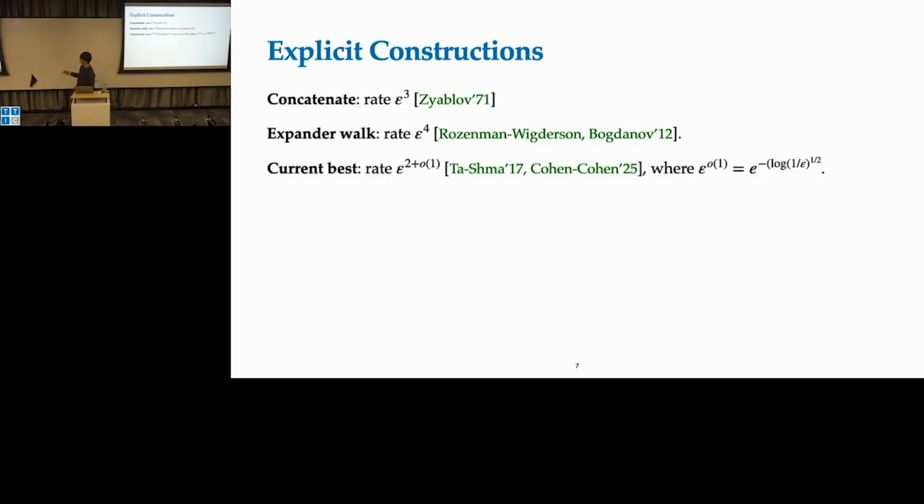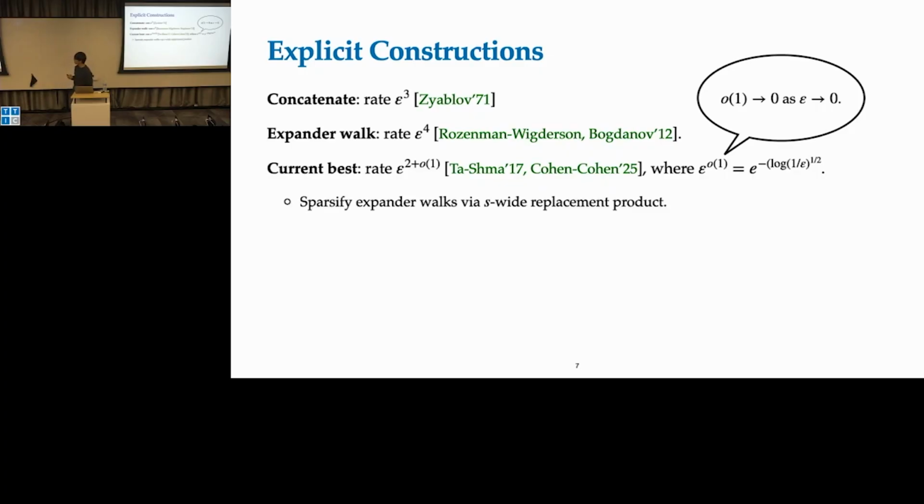He actually got log 1 over epsilon to the 2/3, and then very recently Cohen improved it to root log. But it's basically the same construction. And here, you should just think of this little o of 1 as going to 0 as epsilon goes to 0.